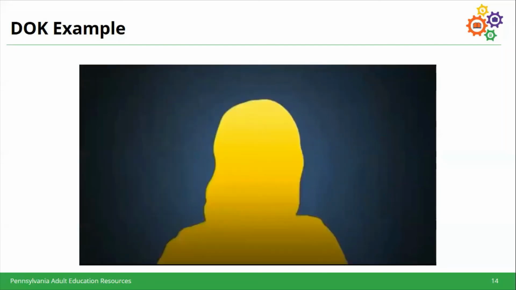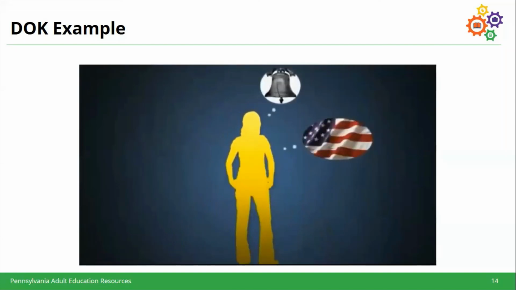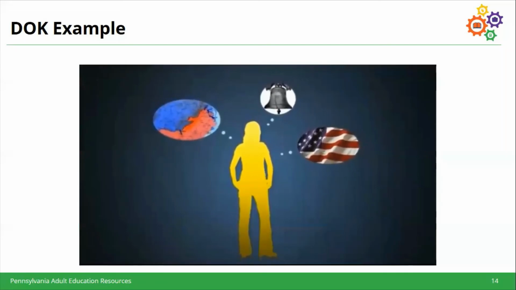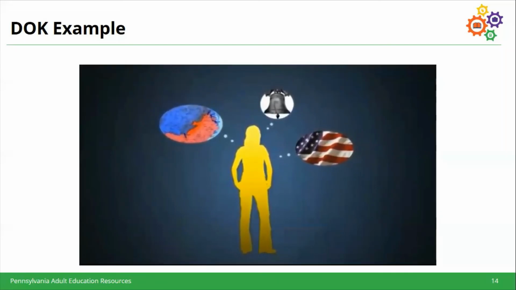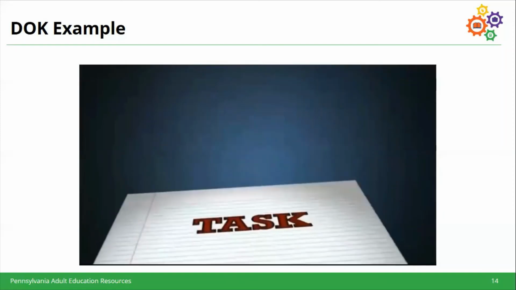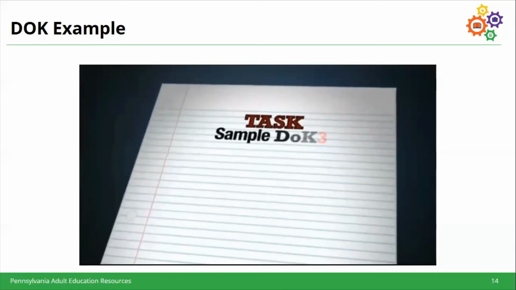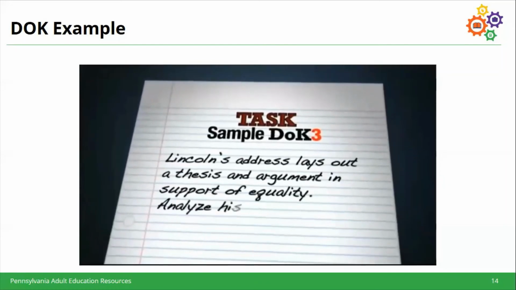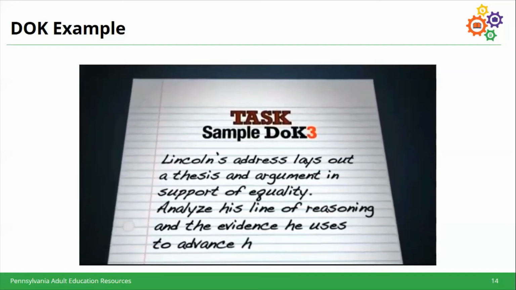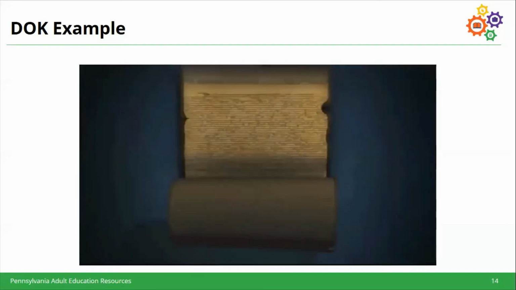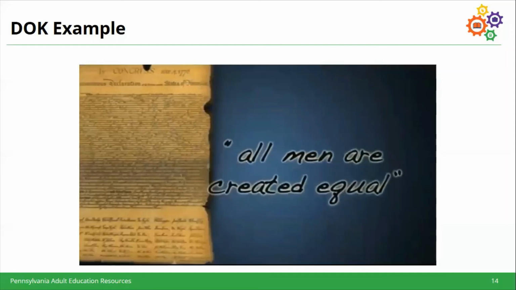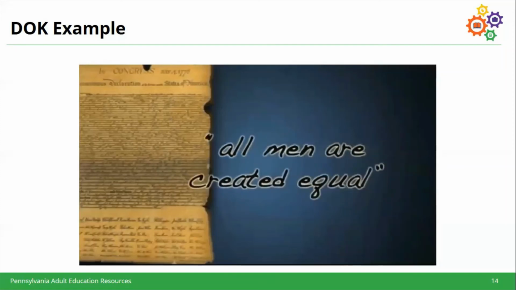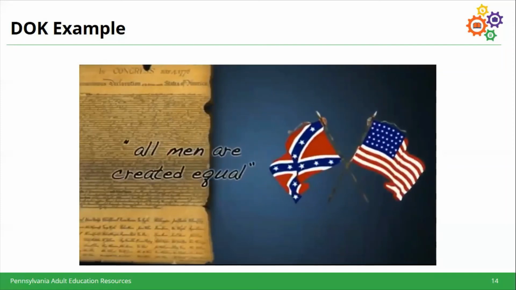As we move on to DOK Level 3 and 4 tasks, we notice that instead of one right answer, there are opportunities for multiple correct answers, with justification and an explanation of reasoning. A DOK Level 3 task for the Gettysburg Address might say, Lincoln's address lays out a thesis and argument in support of equality. Analyze his line of reasoning and the evidence he uses to advance his point of view. This is a DOK 3 task because it asks students to analyze the use of rhetoric as Lincoln relates the basis of equality during the founding of the United States to the fight to end slavery in the battles of the Civil War.